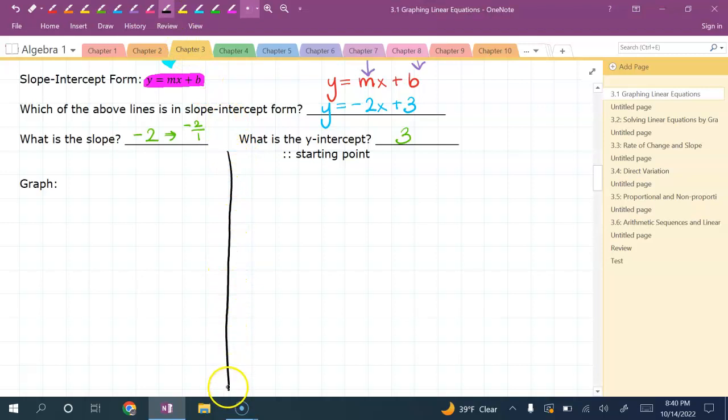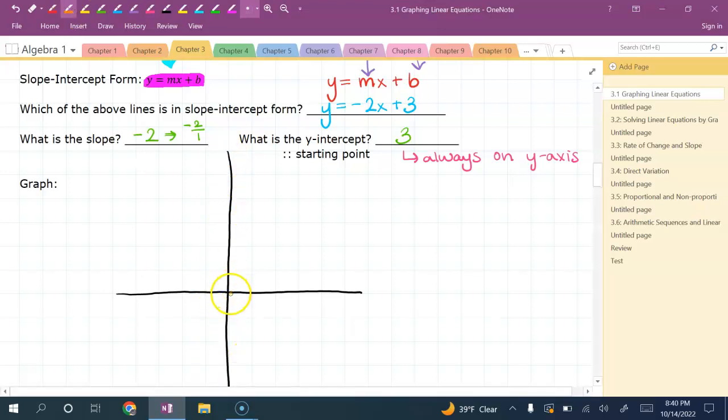So that y-intercept is going to be your starting point, and that's always going to be on the y-axis, okay? So always on the y-axis because it's the y-intercept. So remember we said that the y-intercept was on the y-axis. It's where that line crosses. So the y-axis is the one that goes up and down. So you need to go up 3 from 0, 0, from the origin. Draw your first point. That's the starting point.